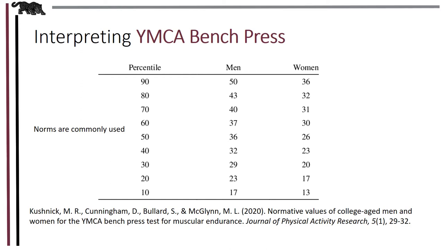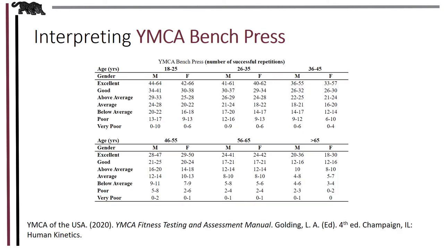What you see here, these are normative data of 100 males and 100 females between the ages of 18 and 29. I've got that reference right there for you. Now, these norms are from YMCA of the USA back in 2020. Here you can see instead of percentiles, you have descriptors of performance against peers, not just by sex, but by age. So if you're a 22-year-old male and you were able to complete 31 reps, you'd be classified as above average.